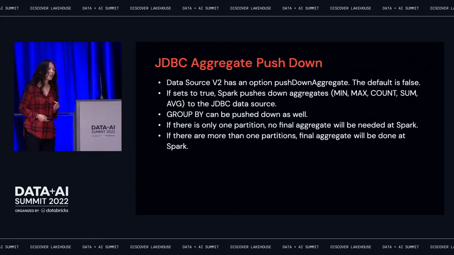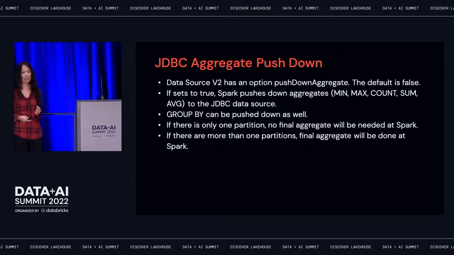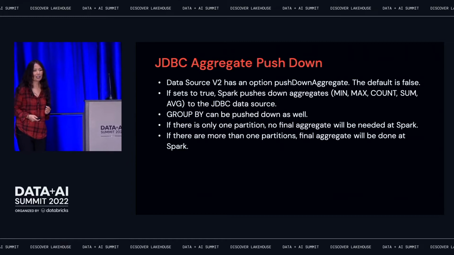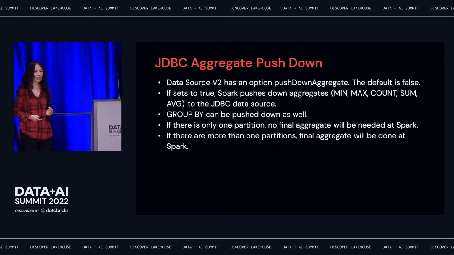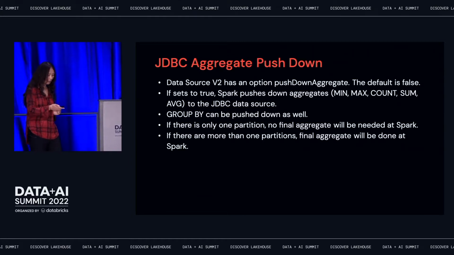If there is only one partition, the aggregate pushdown is a complete pushdown, and Spark doesn't need to do a final aggregation. But in most of the use cases, we will have multiple partitions. In this case, the aggregate pushdown is only a partial pushdown. Spark will need to do a final aggregation in the end.